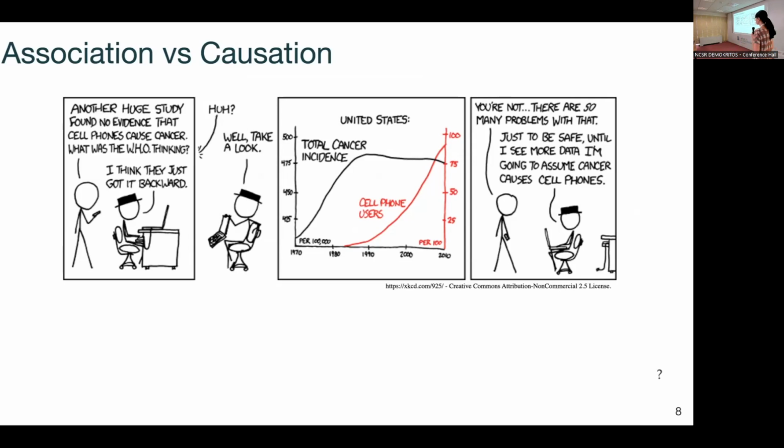phones. So who can give me one explanation of why this is not necessarily true, and what is the problem of this story here? Don't be shy. First of all, do you think that the guy is right, that cancer causes cell phones? No. Is it maybe the other way around? Is it possible to know? Yeah, so that's one thing, right?